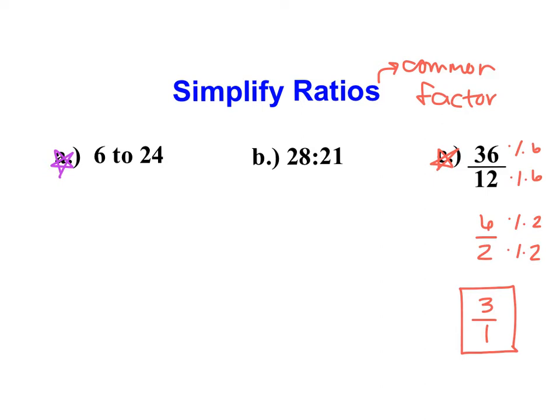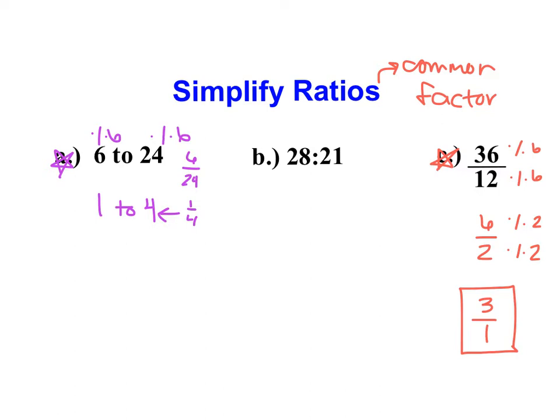And what I notice here is that 6 and 24 are both divisible by 6. So if I divide both by 6, I end up with 1 to 4. And if it's a little confusing to look at it that way, you can always turn it into a fraction. So you could turn it into 6 over 24, and then simplify it to 1/4, and then simplify it back to its original ratio type.